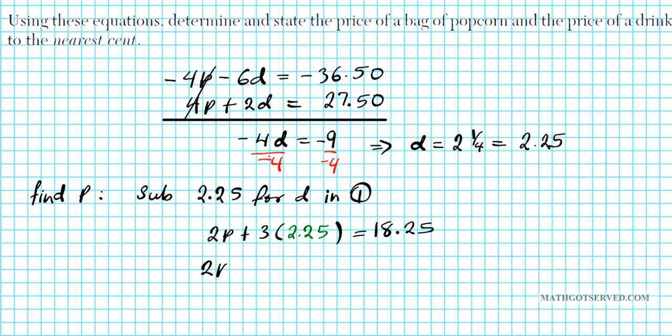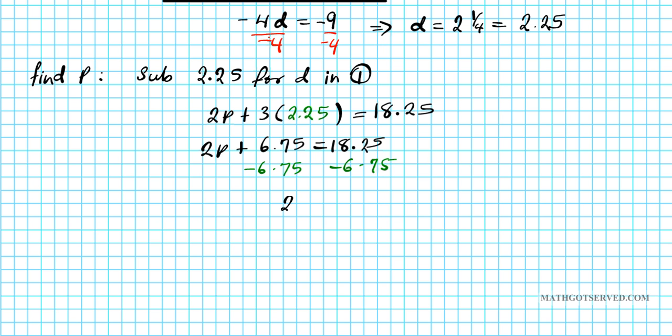All right. So we have 2P plus 2.25 times 3 is 6.75. Okay, so 2P plus 6.75 equals 18.25. So let's get P by itself. First thing to do is subtract 6.75 from both sides. And that yields 2P equals, you can just use your calculator, all right? Subtract 6.75 from 18.25, you have 11.5. Divide both sides by 2. And you can do this in your calculator, you get P equals 5.75.